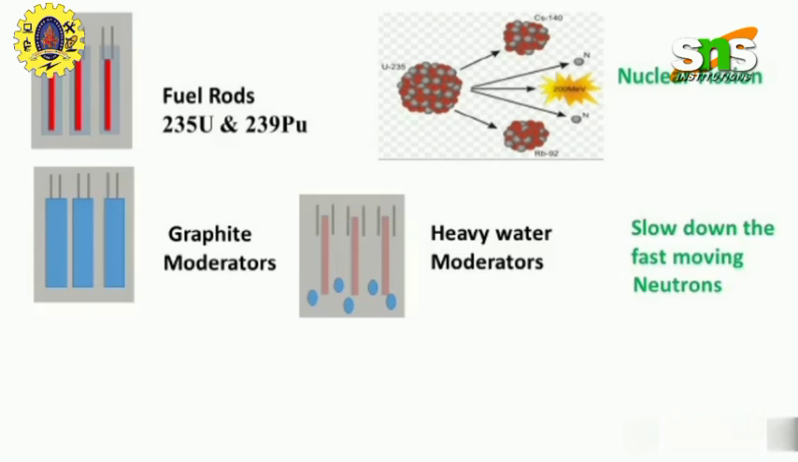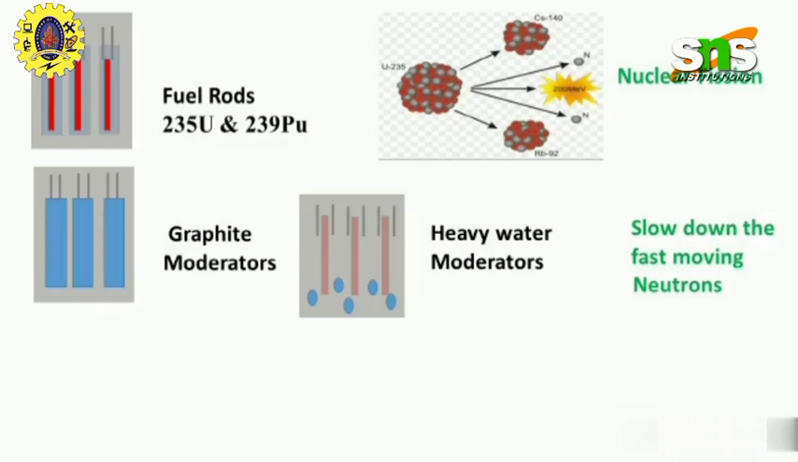Then moderators. The function of the moderator is to slow down the fast moving neutrons. Generally, the neutrons released from nuclear fission process contain very high energy. The high energy neutrons typically escape from participating in nuclear fission process. So it was found that the fast moving neutrons have less tendency to carry out the nuclear fission process than slow moving neutrons. So this is where moderators are used.